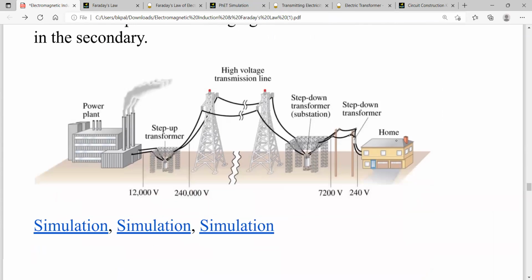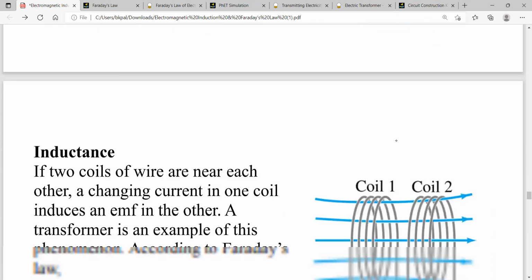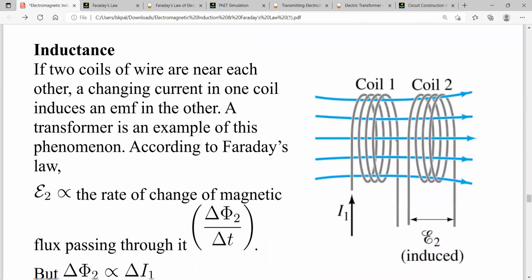All right, the next thing I'm going to talk about is inductance. Earlier you learned about capacitance and resistance. It's basically similar to that. Capacitance is the property of a capacitor, resistance is the property of a resistor. Here inductance is the property of a coil or inductor. An inductor is basically a coil.